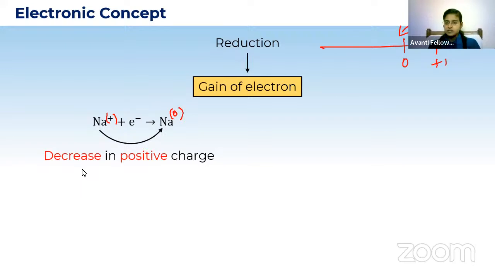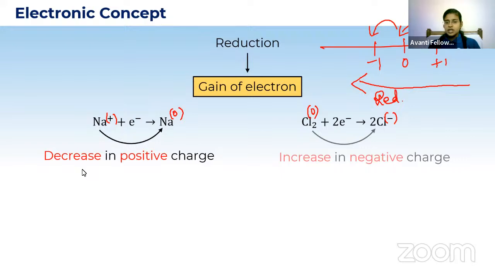So it is reduction. Okay, and here you see, when Cl2, which is in 0 oxidation state, takes 2 electrons, it will be converted to 2Cl-. So it is moving from 0 to -1. Again, it is going towards the left side, which means reduction is taking place. So there is an increase in the negative charge. 0 to -1 means the negative charge is increased by 1 unit, right? So here is an example for reduction.